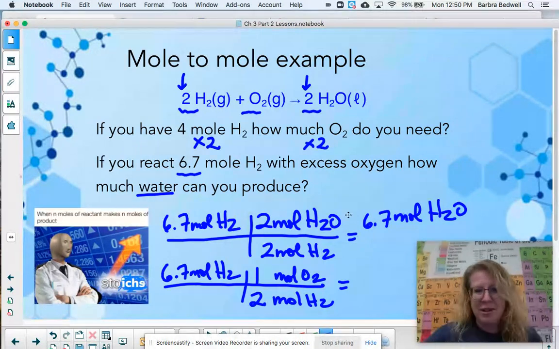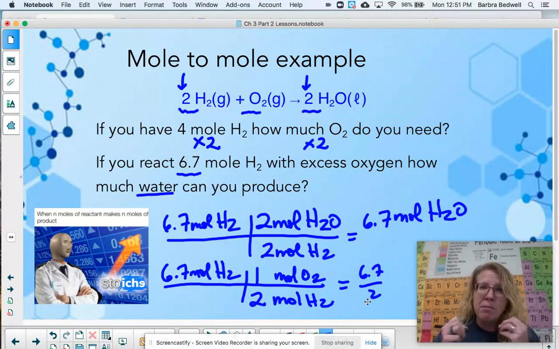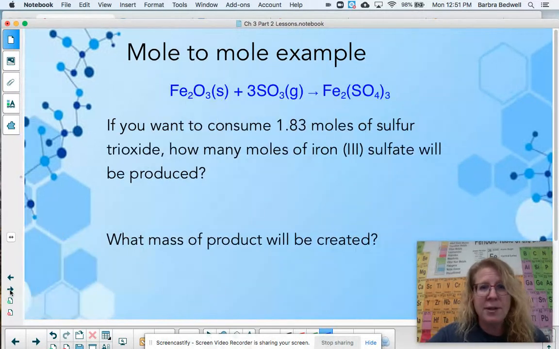I don't really care what the answer is, but you would literally do 6.7 divided by 2. And it makes the math much easier. So with our balanced equation, the coefficients can be used like conversion factors. And that's kind of a handy thing for us.